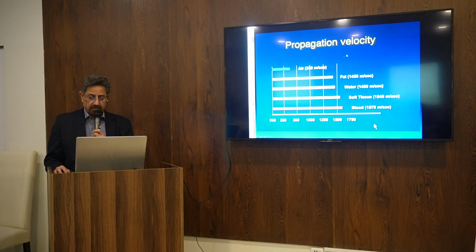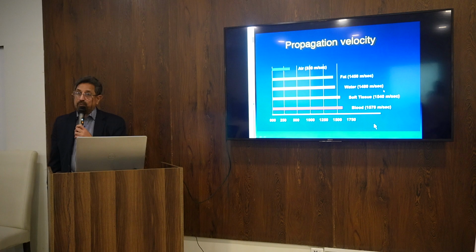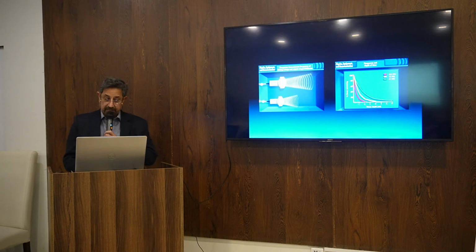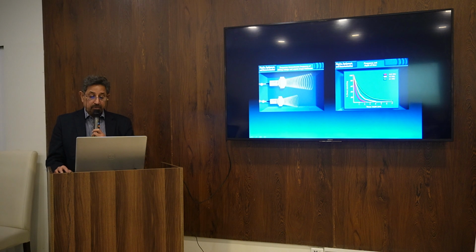The velocity of ultrasound in the body, 1540 meters per second, is an average in soft tissue. All this is a very important fact while doing Doppler and ultrasound. So I told you that the lower the frequency, the more penetration, and the higher the frequency, the less penetration, at the expense of resolution. So what to do?